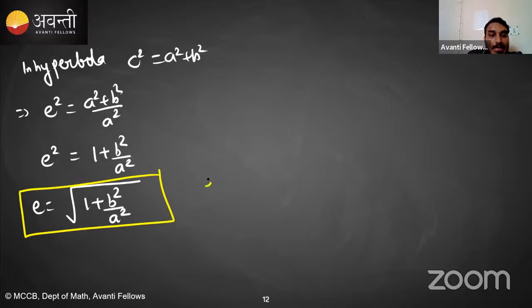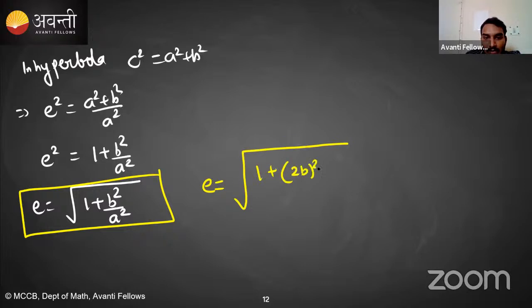Or you can say that eccentricity is nothing but under root of 1 plus, इसको क्या लिख सकते हो? b square को ऐसे लिख लो, 4b square upon 4a square. Both are same thing only. Yes or no? 4 and 4 cancel out. So 1 plus b square upon a square.